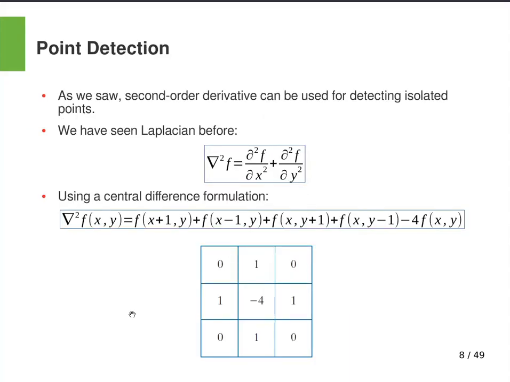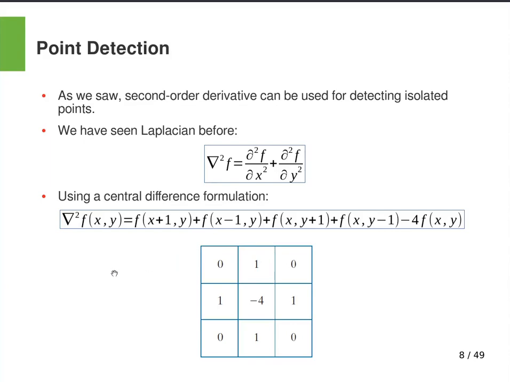So now let's just see how we can use second order derivative for detecting isolated points in the images. So if you remember from before, we have seen the equation for the Laplacian, and it was defined as the summation of the second order derivative with respect to the horizontal and vertical axis in the image. If we use a central difference formulation, the equation for the Laplacian can be summarized as this equation. We can use a 3x3 kernel to represent this equation as well.